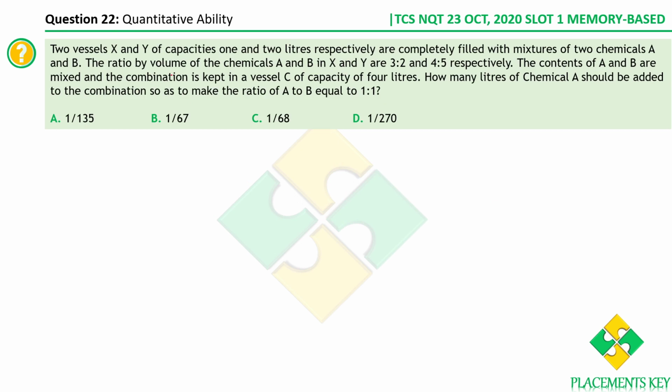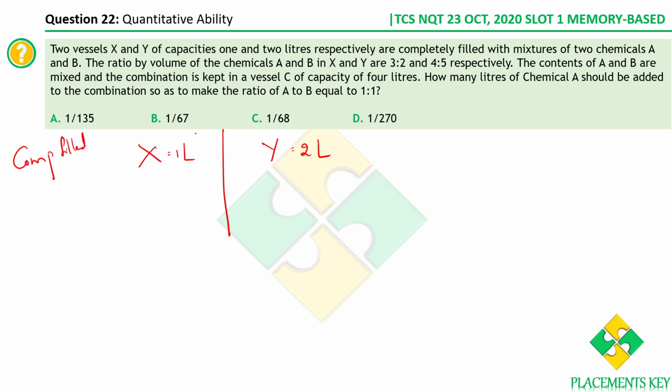Okay, so the next question: two vessels X and Y of capacities 1 and 2 liters. There is a vessel X and its capacity is 1 liter. There is Y whose capacity is 2 liters. They're completely filled. I'll also write this, completely filled.